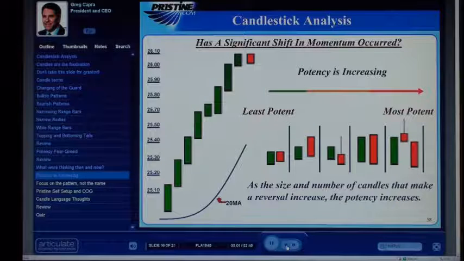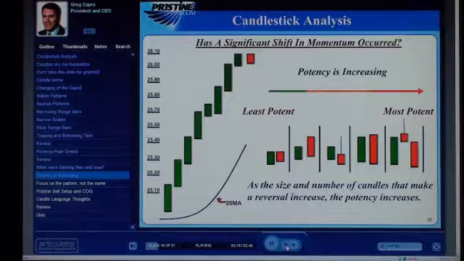Has a significant shift in momentum occurred? This is an important question to ask, especially when you're going to trade against the trend. In our example here, we have prices extended away from their 20-period moving average.